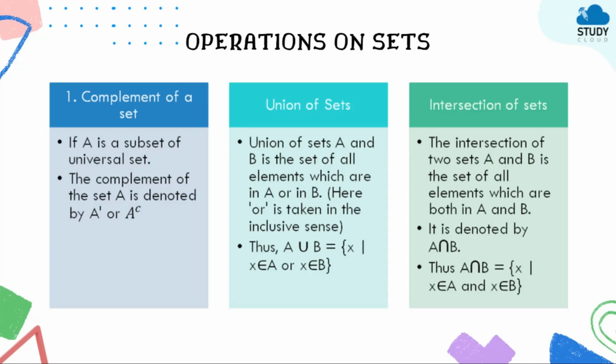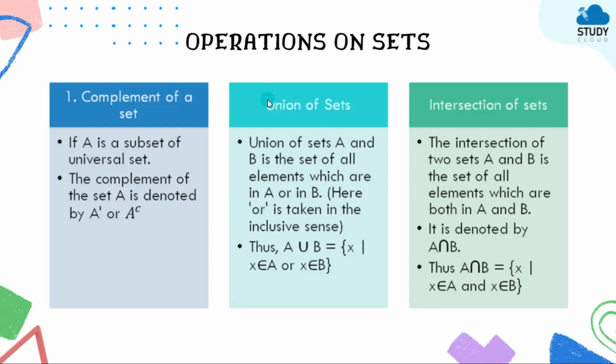In simple terms, for example, if the universal set is 1 to 10, and from that universal set we have made one set A, in set A there are values 1 to 5. So which elements are not there? 6, 7, 8, 9, 10. That is known as A complement, or we can say the complement of a set.